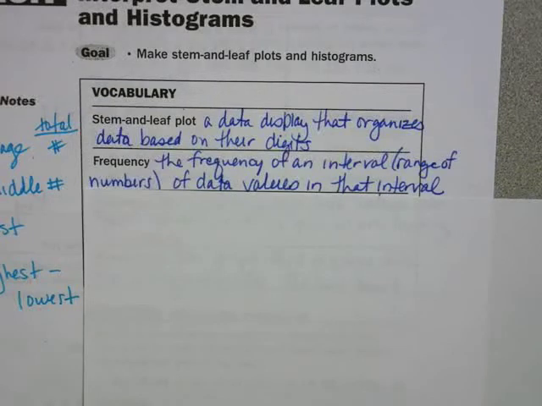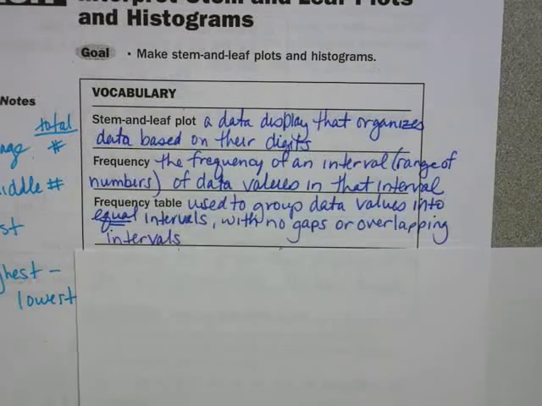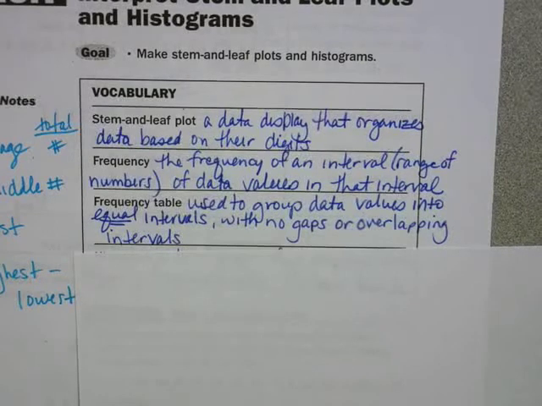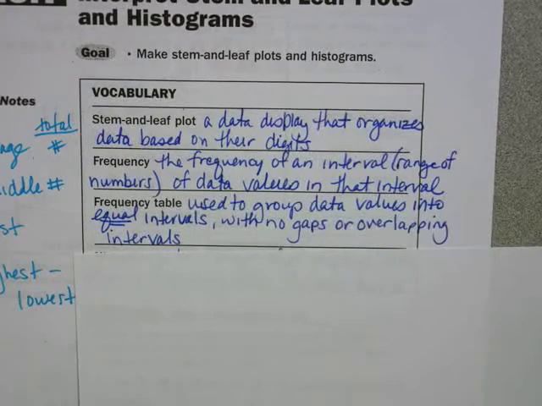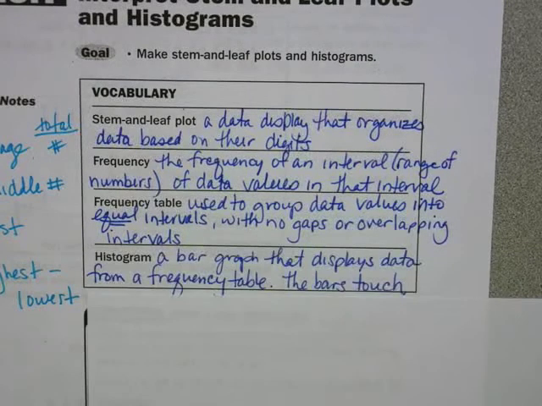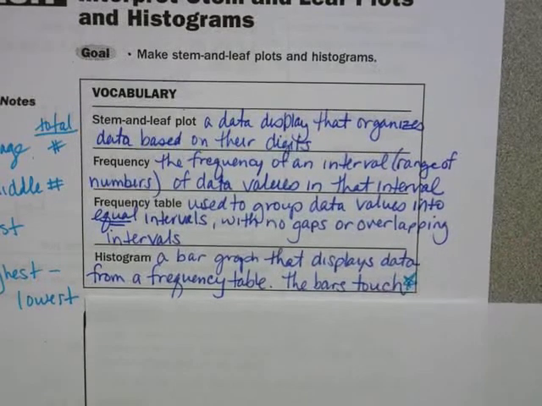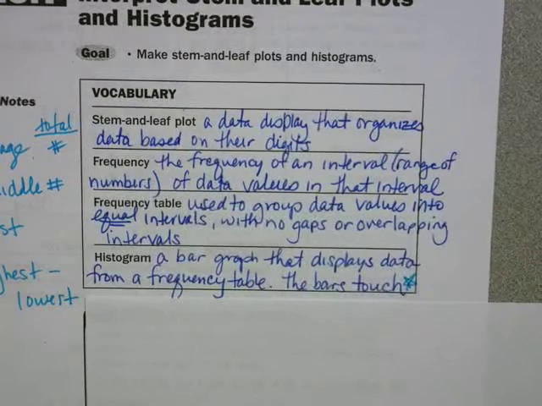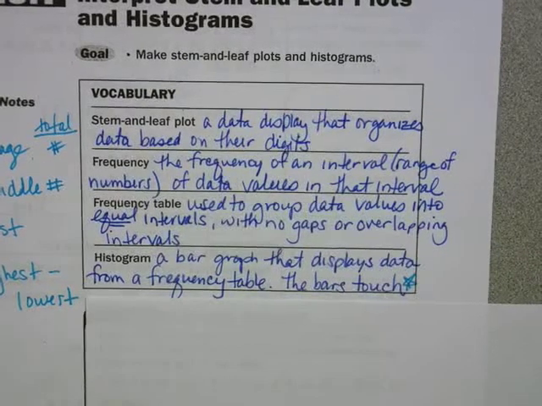Frequency. The frequency of an interval, which is a range of numbers, is the number of data values that are in that interval. A frequency table is used to group data values into equal intervals with no gaps or overlapping intervals. And a histogram is a bar graph that displays data from a frequency table. And here's the key. It's a bar graph where the bars touch.